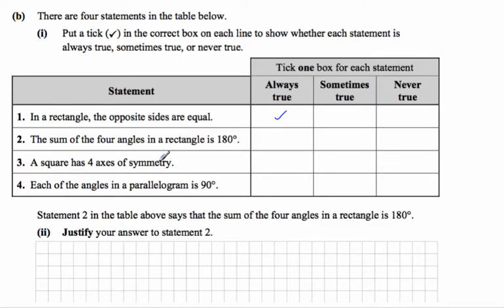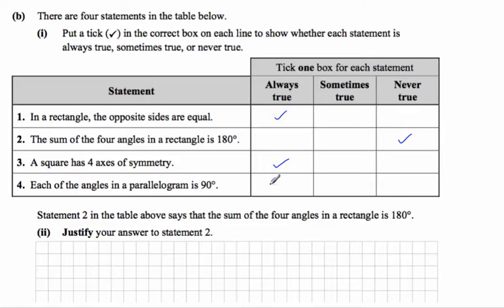Statement 2, the sum of the 4 angles in a rectangle is 180 degrees. Well, that's never true because the sum of the 4 angles in a rectangle is 360 degrees. Statement 3, a square has 4 axes of symmetry. Okay, and a square does have 4 axes of symmetry, always does. The vertical, the horizontal, and the 2 diagonals, so that's always true.